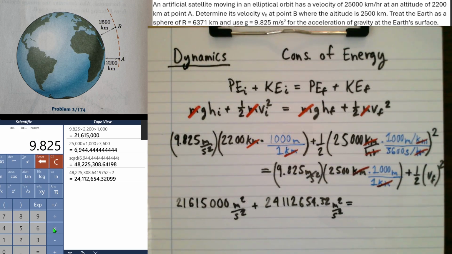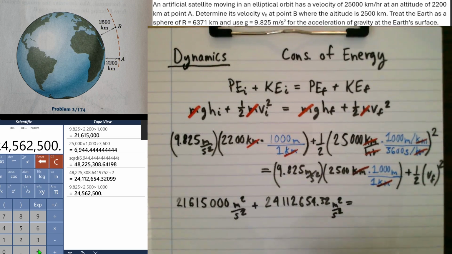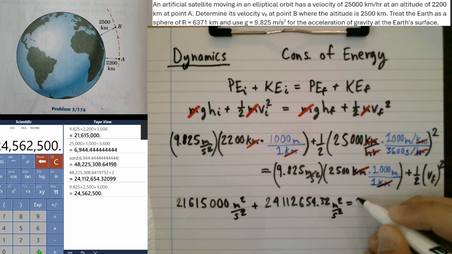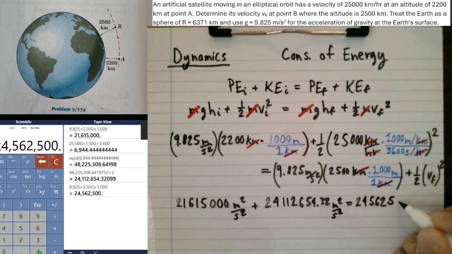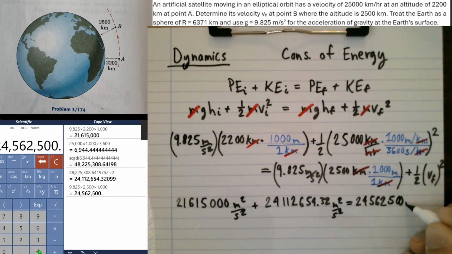On the right side, we now have our g value, 9.825 times 2,500 times 1,000, which gives us 24,562,500 meters squared per second squared. Plus, again, our 1/2 vf squared term, 1/2 final velocity of the system squared.